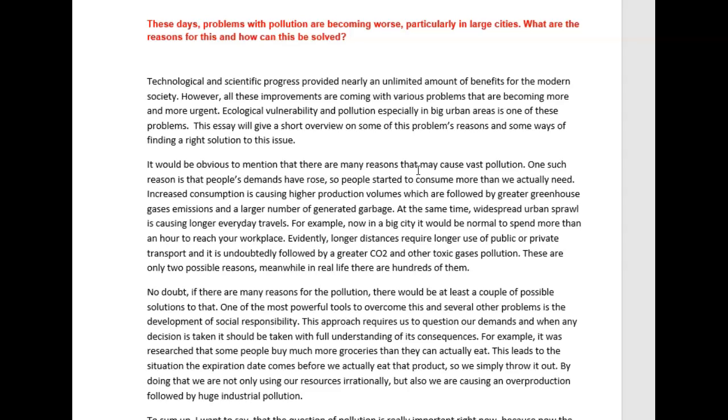One such cause, again, I don't like reason, is that people's demands have risen. Careful with your grammar. So, people started to consume more than we actually need. Increased consumption is causing higher production volumes, which are followed by greater greenhouse gas emissions and a larger numbers of generated garbage. All right, can you tell me why? Maybe it seems very self-explanatory to you. I do think you need to say this. So, how do you connect higher production with greater greenhouse gases? You made a mental leap there, but you can't assume that your reader is following you. You have to really spell out your thought process there.